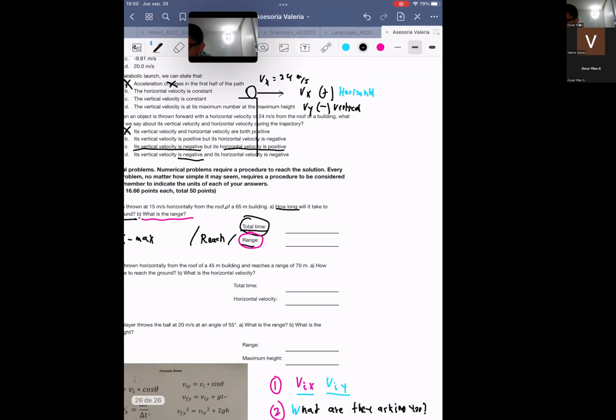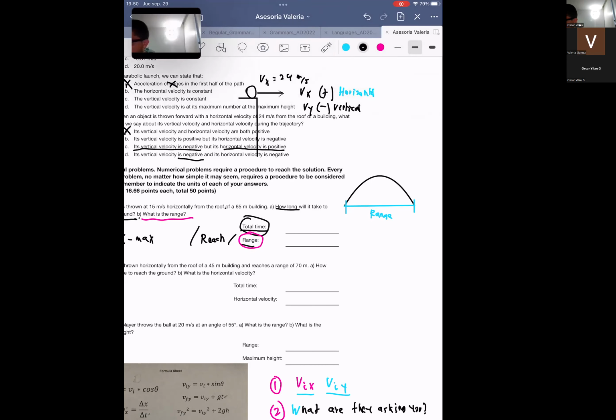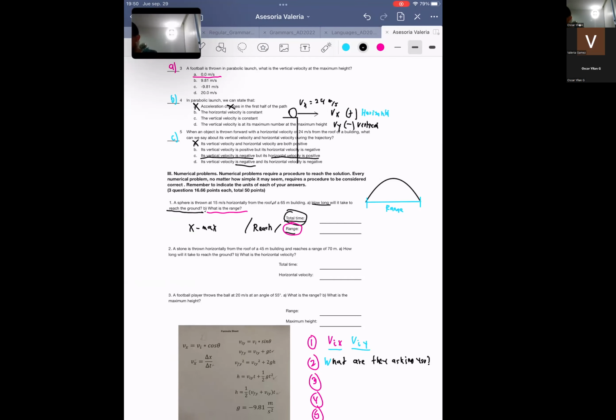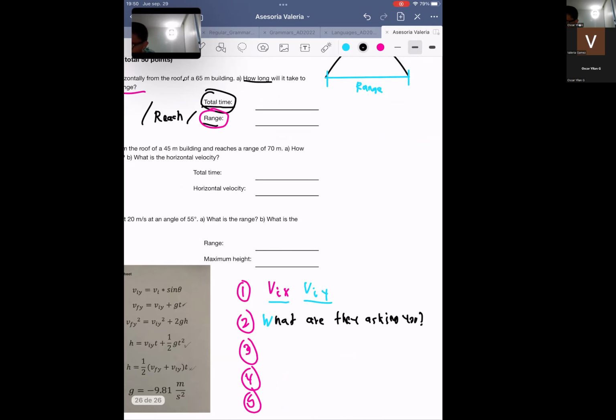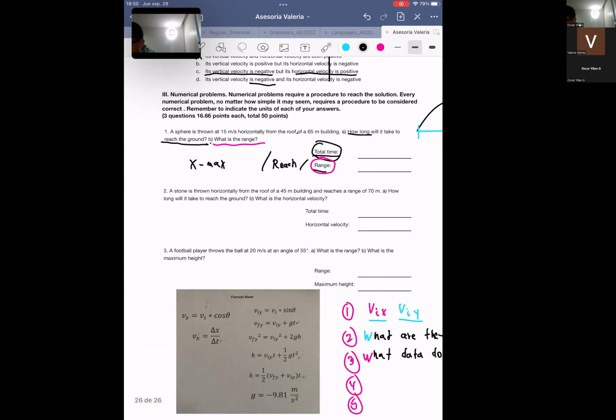In the parabola, let me put it in the parabola, right? Basically, the reach, the range, is this distance. So basically, that's the range. And what are they asking you? Well, sorry, step number 2 is what they are asking you. Step 3 will be what data do you have, right?